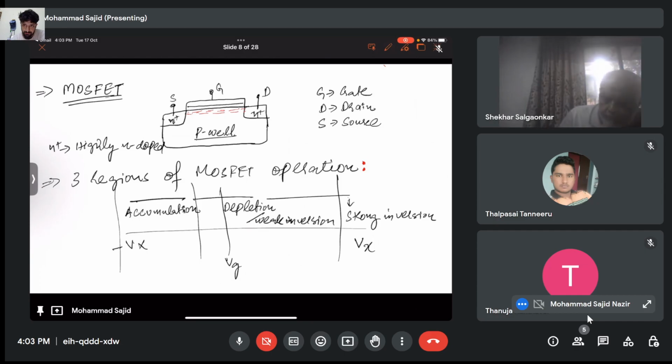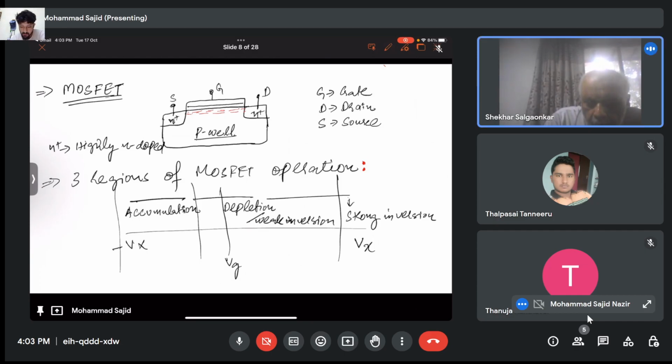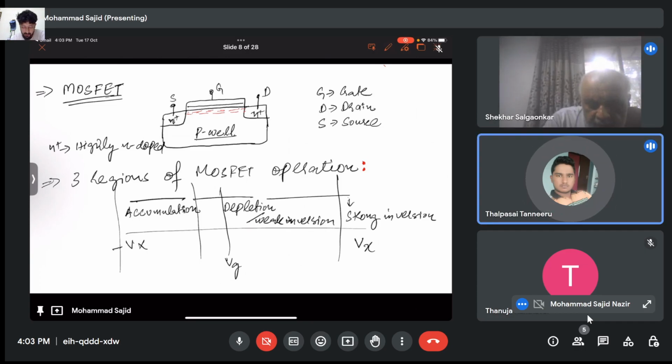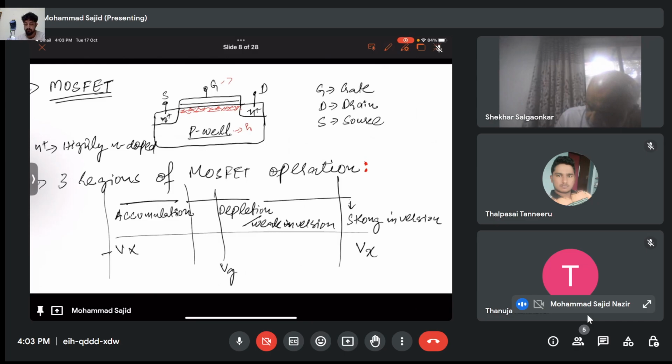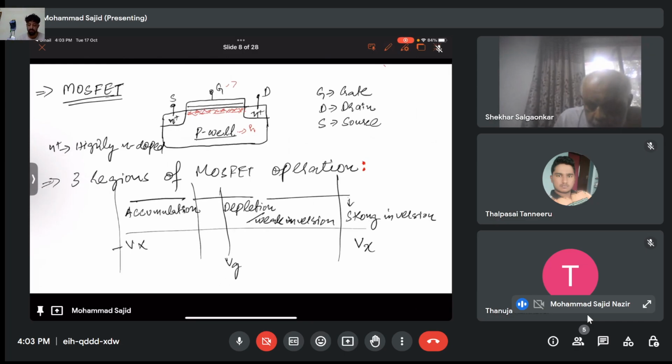What is accumulation? It means the inverse of inversion. If it is a P channel, we'll apply negative; if it is an N channel, we'll apply positive. Accumulation means this is a P well, right? So this has holes. If these holes accumulate at this region, this is called accumulation. This will happen when the gate is negative biased. Okay, so for negative voltages, the device will be in accumulation.